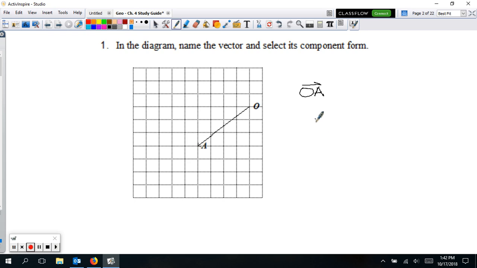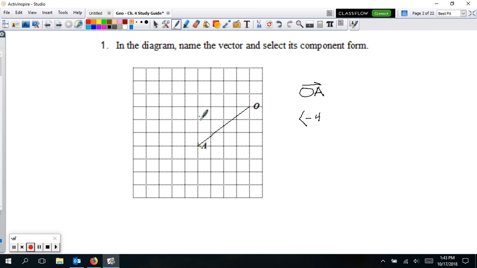Writing its component form, we're going to have these parentheses, but they're more V's than parentheses. We open one like this, and then it's going from O to A. We always go with the horizontal changes first. We want to go left this way, all the way over to where A is at. We go 1, 2, 3, 4 to the left. That means -4 is our left or right change, our horizontal change.